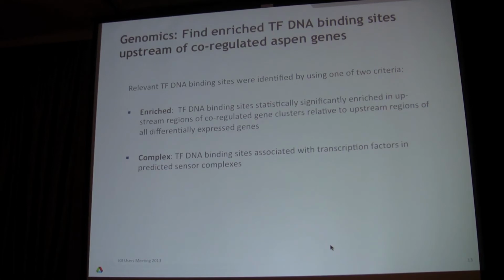For the genomics component, we look for enriched transcription factor DNA binding sites up to 1,000 base pairs upstream of the differentially regulated genes. Two ways to identify these. The first is to look for known transcription factor binding sites that are statistically enriched upstream of genes within a co-regulated cluster relative to the distribution of DNA binding factors in the complete set of differentially expressed. And we look for things in those predicted complexes, which of those transcription factors in the predicted complexes have expected DNA binding sites.